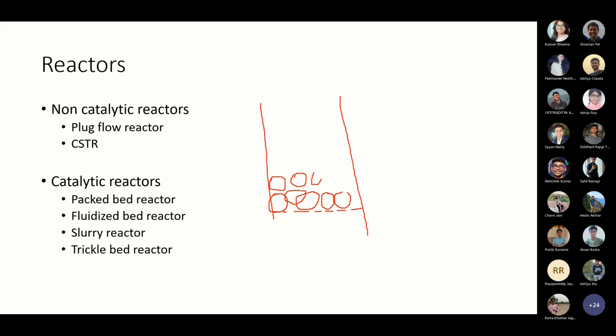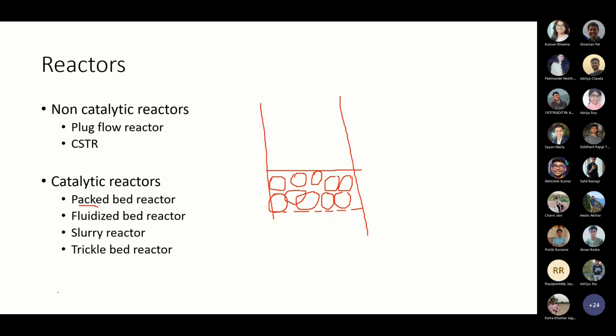Catalyst particle. If you pack all the catalyst particles like this, this is called a packed bed reactor. Why? The catalyst particles are packed. It resembles a packed bed.